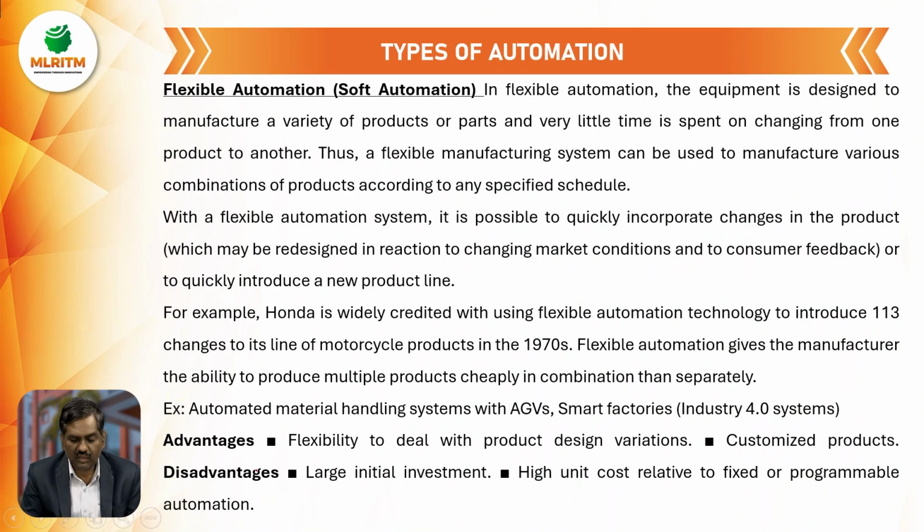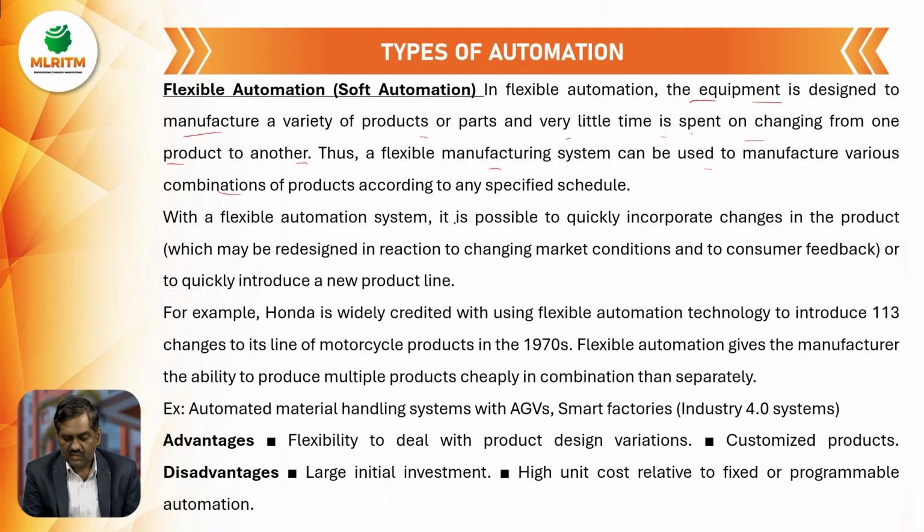And the third type of automation is flexible automation, which you can also call soft automation. In flexible automation, the equipment is designed to manufacture a variety of products or parts, and very little time is spent on changing from one product to another. Thus, a flexible manufacturing system can be used to manufacture various combinations of products according to the specified schedule.